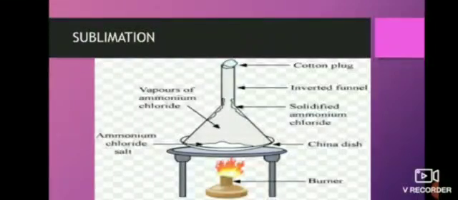Take a mixture of camphor and powdered salt in a china dish and cover it with a funnel. Close the tube of the funnel with cotton. Place the dish on a stand and heat it with a burner like you are seeing here. So what happens after? Let us see.